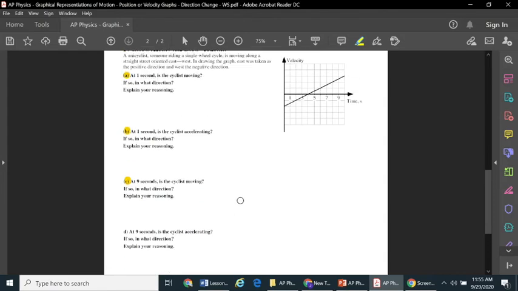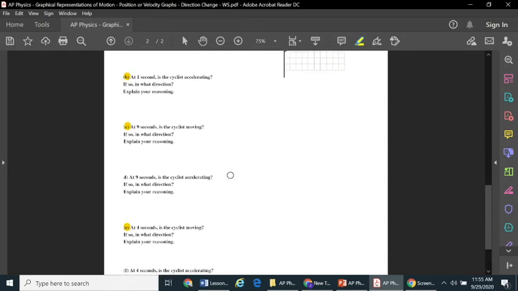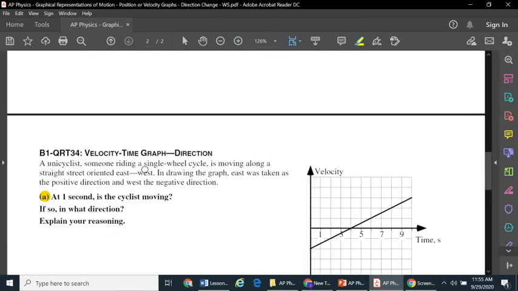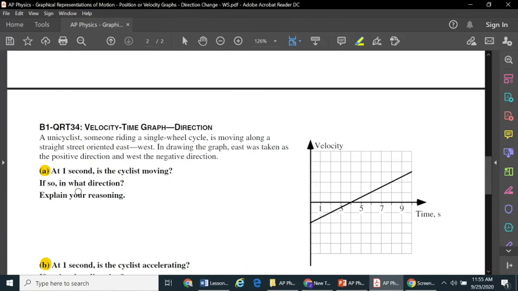So A, B, C, and E. And I want you to take 5 minutes, pause this video, and answer all of those questions. This is a velocity versus time graph. You're answering, at 1 second, is the cyclist moving? If so, in what direction?